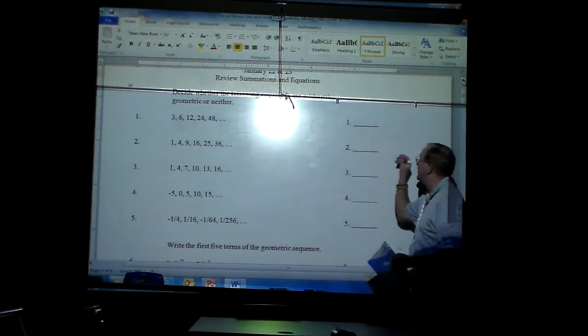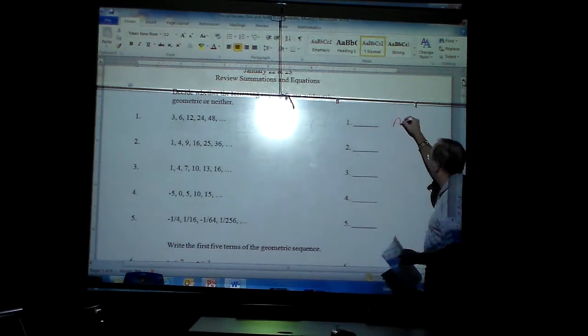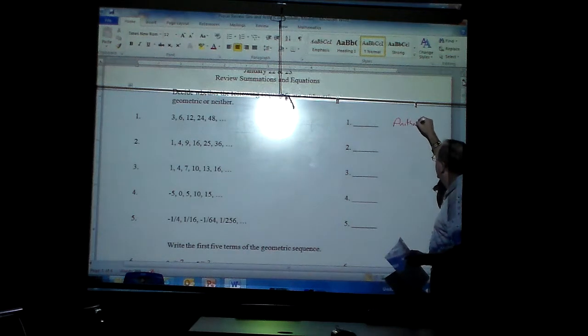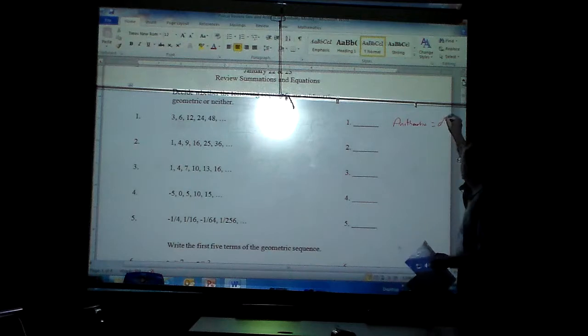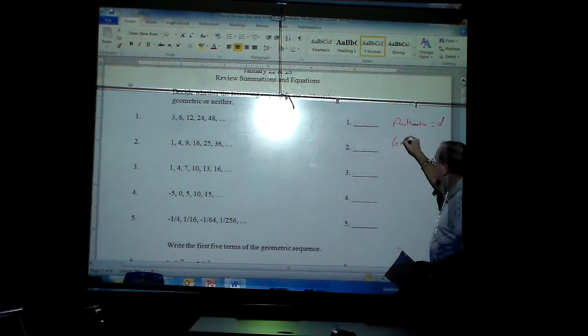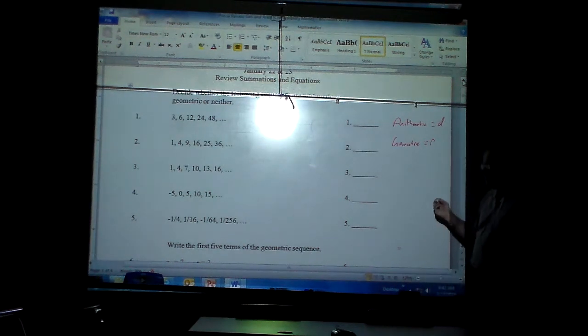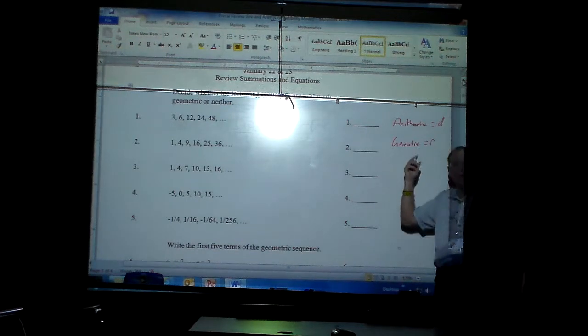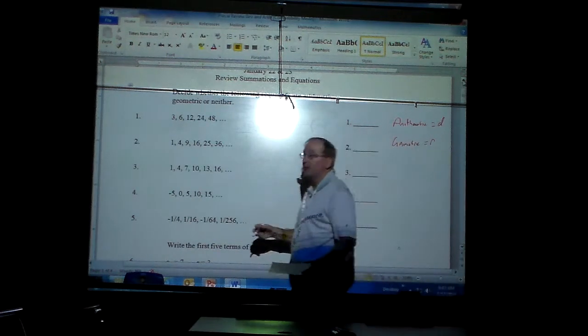If it's arithmetic, you have a D, where the common difference is the same. If it's geometric, there'll be a common R, or ratio, for all of them. And neither would just be simply not one of those other two. So the first thing I'm going to do is this.